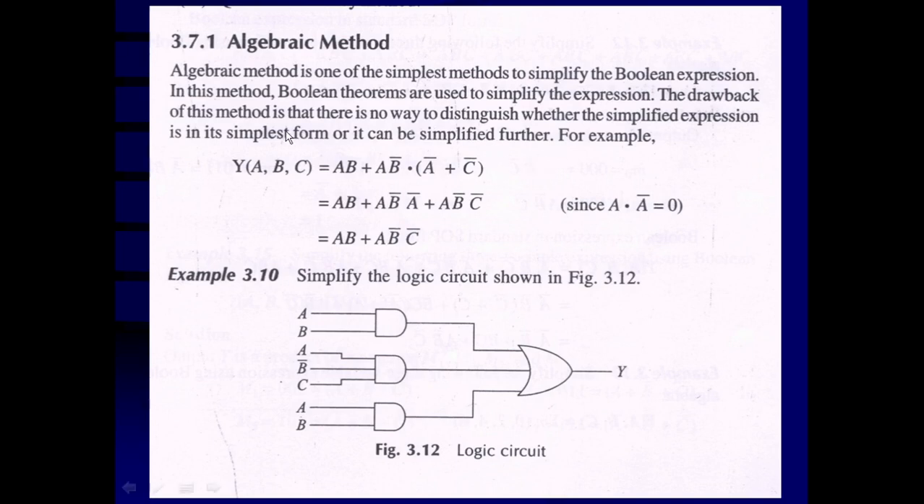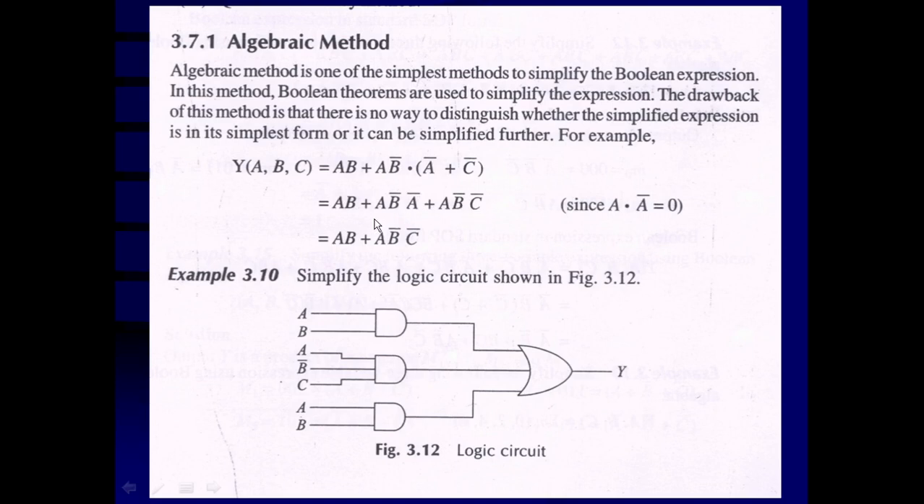So we are starting with an example. Consider that the output of a logic circuit or system Y is a function of three Boolean variables A, B, C, given by this equation: Y of A, B, C equals AB plus AB bar times (A bar plus C bar). Using the distributive law, we can write this as AB plus AB bar A bar plus AB bar C bar.